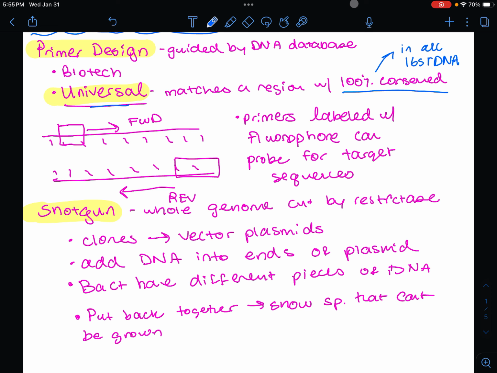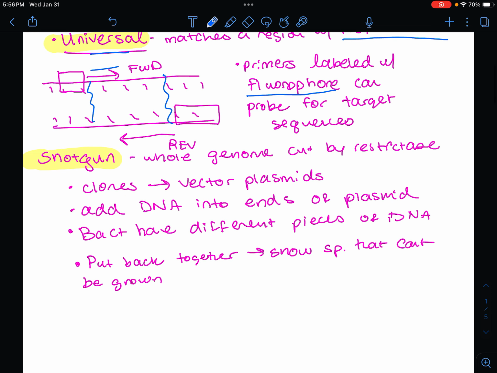The primers could also be labeled with a fluorophore, and this could be used as a probe for a target sequence, and you're going to use an optically detectable method in order to find that certain sequence of interest. Again, with our primers, we have a forward and a reverse primer, so we're going to need to know the sequence and how many base pairs over for that region of the DNA that we want to PCR.